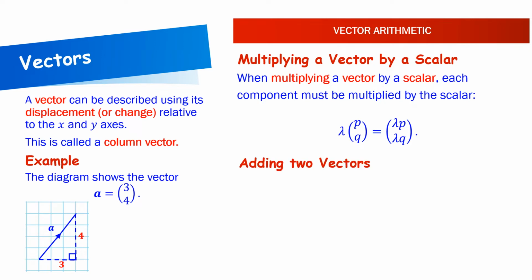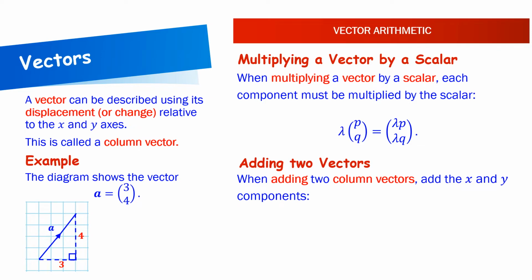When we add two vectors, we add the x and y components. So (x1, y1) plus (x2, y2) becomes (x1 plus x2, y1 plus y2).